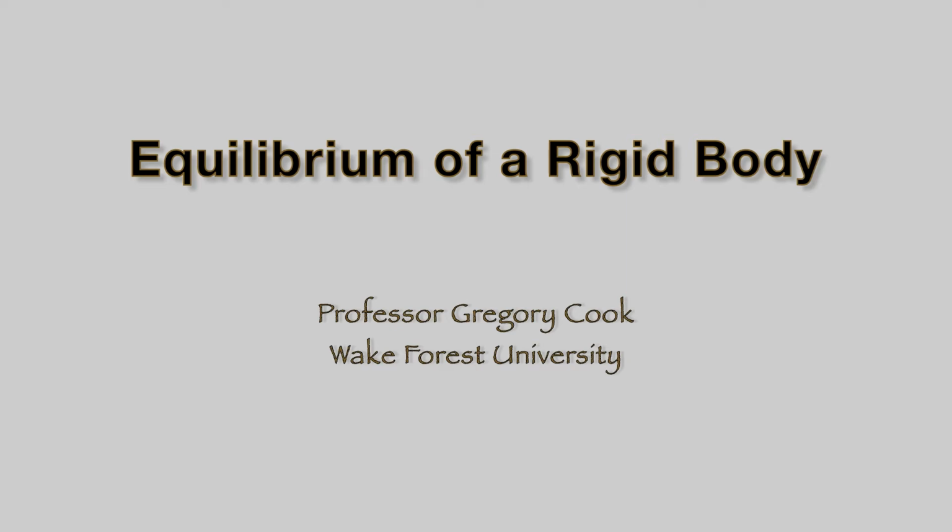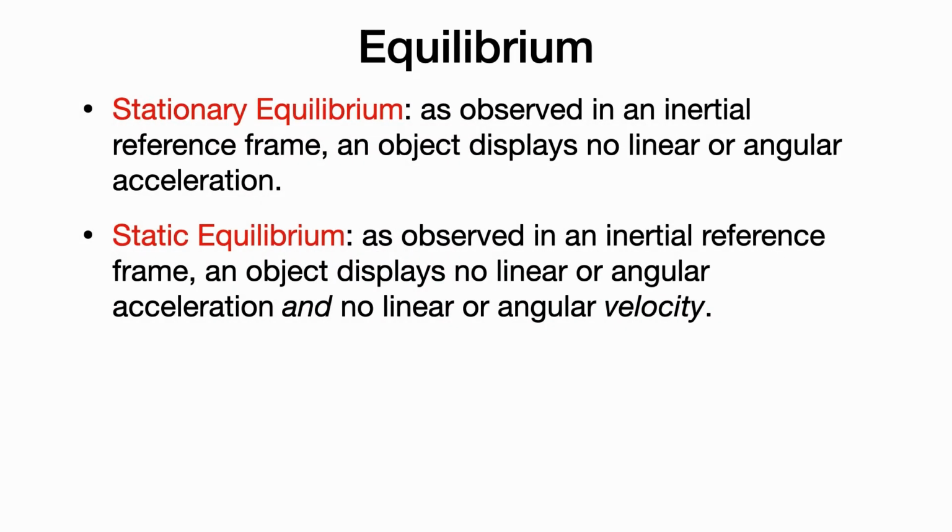In this module, we are going to consider equilibrium of a rigid body. There are two kinds of equilibrium, one called stationary and the other static. Both of them need to be defined in terms of an observer in an inertial reference frame, and both of them are defined such that the object displays no linear or angular acceleration.